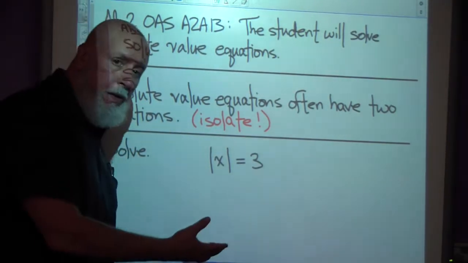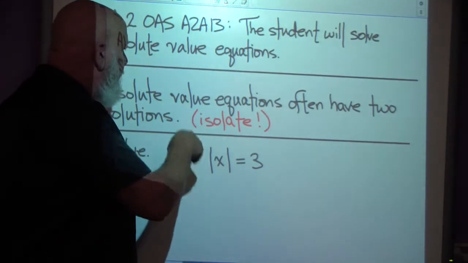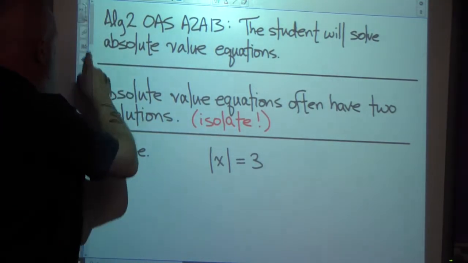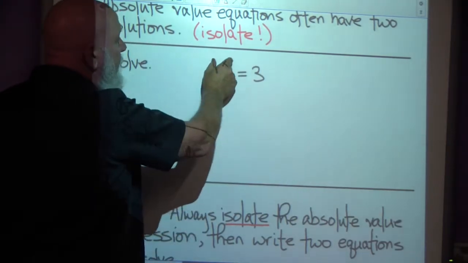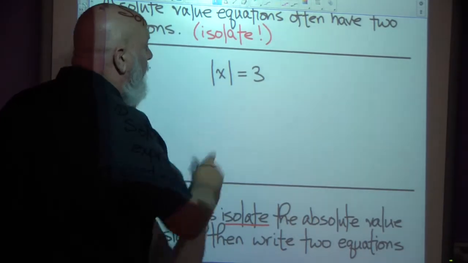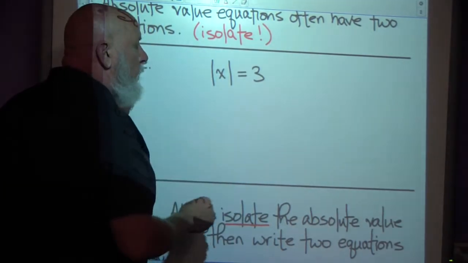I'm going to work through a few examples. Hopefully by the time I get through with the last example, the techniques for solving absolute value equations will be clear. Here we go. The first simplest type of absolute value equation is the absolute value of x is equal to some constant. So if I were going to solve this, I'd ask myself, what value could I put in here that would make this true?